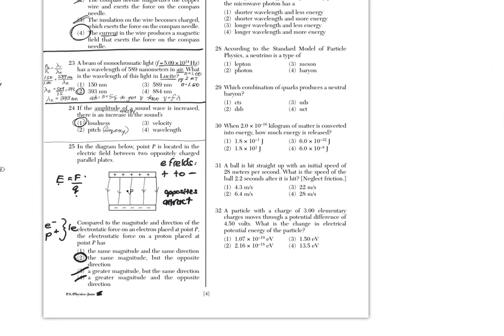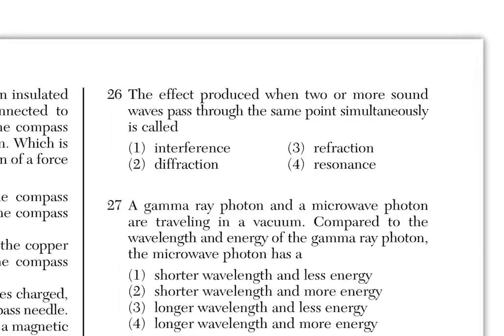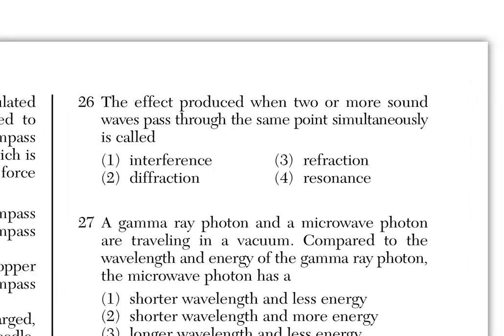All right, next column. We're getting close to the end of part A, the first 35 questions. All right, 26. Two or more sound waves pass through the same point, and when they're passing through the same point, they interfere with each other.